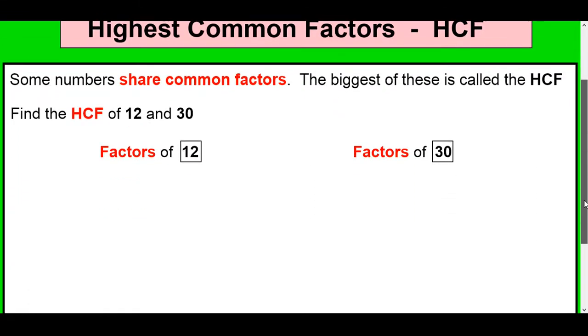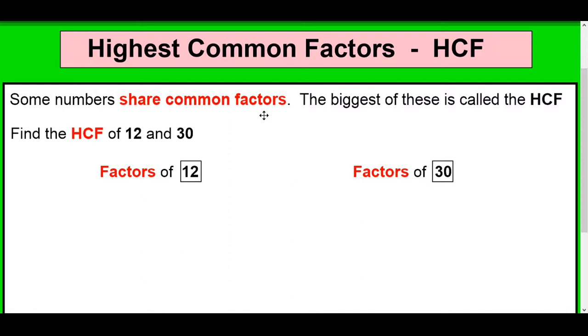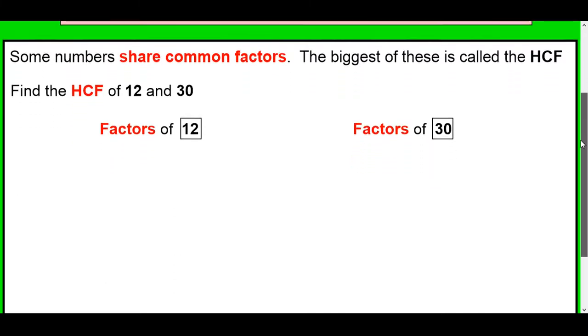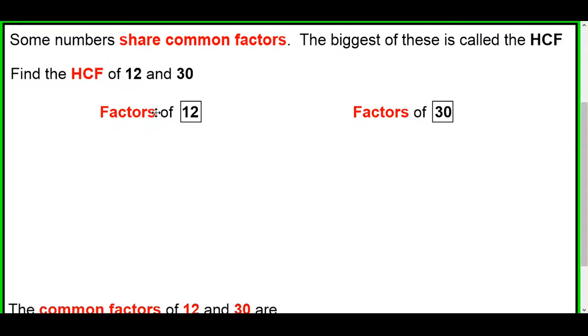Some numbers share common factors, and the biggest of these is called the highest common factor. To understand this, it's better to look at an example and see what's happening. Here's the question: find the HCF, the highest common factor, of 12 and of 30. So let's look at the factors of 12, and then the factors of 30. Let's see if we can find common ones and then the highest common one.